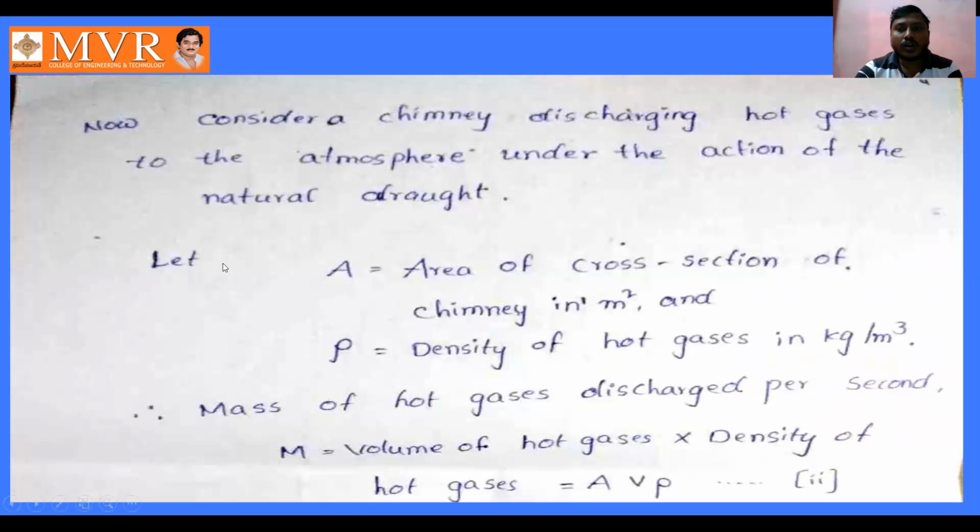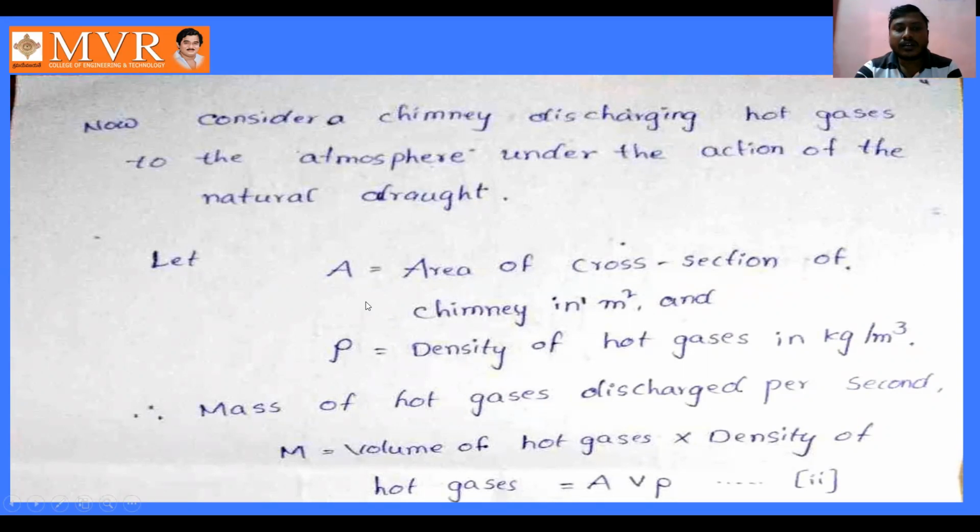Now consider a chimney discharging hot gases to the atmosphere under the action of the natural draft. In the previous classes, I told you what is meant by draft and how the draft has been classified. The first one we studied in the classification is the natural draft, where the air circulates continuously to the furnace, for the continuation of the fuel burning in the furnace and for converting the feed water into steam.